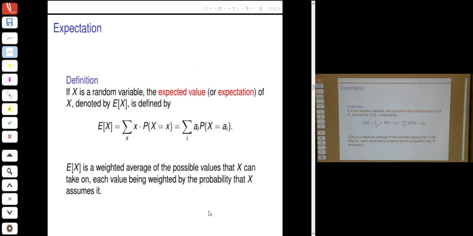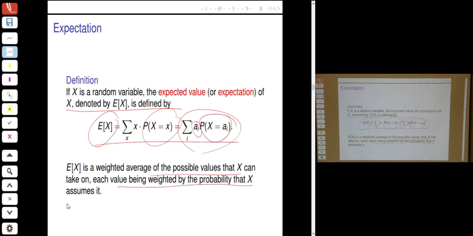Expectation. If X is a random variable, then the expectation of X, denoted by E[X], is defined by the summation of x times the probability that X equals little x. So, this is the summation of a_i times the probability that X equals a_i. So, the expectation of X is just the weighted average of the possible values that the random variable can take, the weights being the probability that X assumes that value. Okay? So, the expectation of X is just the weighted average of the values of a random variable, and the weights being the probabilities that X assumes that value.